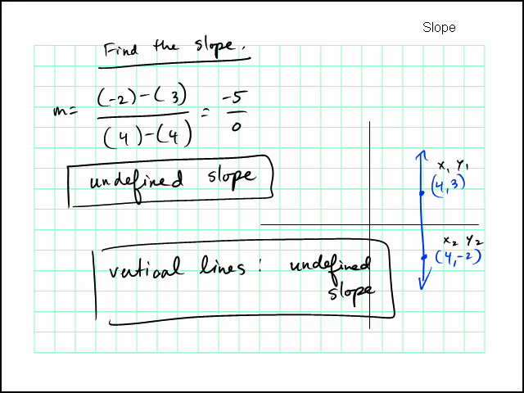So what have we learned here? So far we've learned how to use the slope formula, and we've also learned that horizontal lines always have a slope of 0, and vertical lines always have an undefined slope. Alright, moving on.